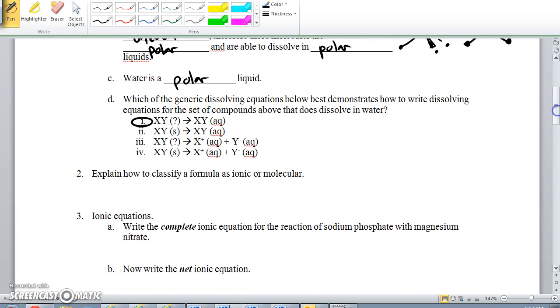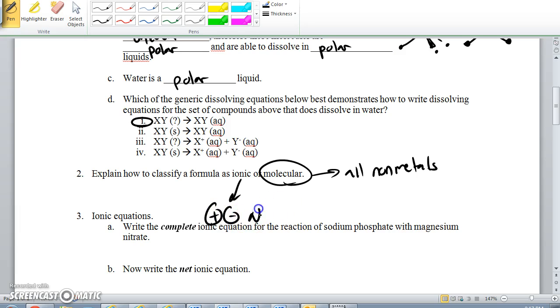Question: we've been talking about molecules and ions, or ionic compounds. How do you classify it? Well, simply, a molecule is all nonmetals, whereas an ionic compound contains something with a positive and something with a negative. So we know NaCl would be ionic, and something that would be molecular would be CH4.